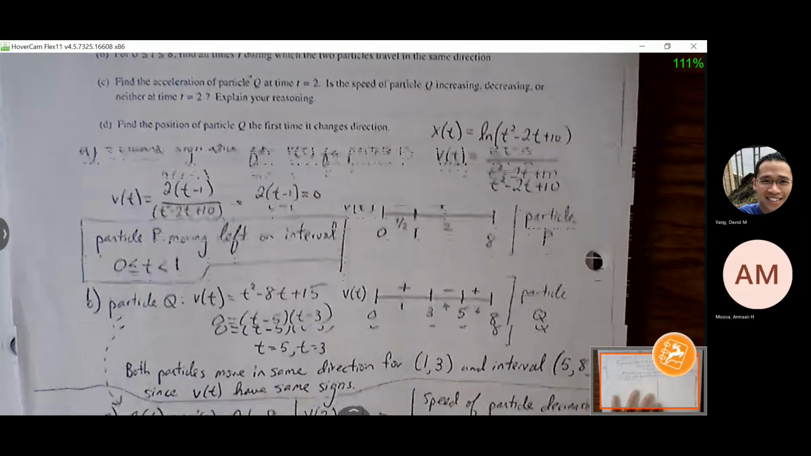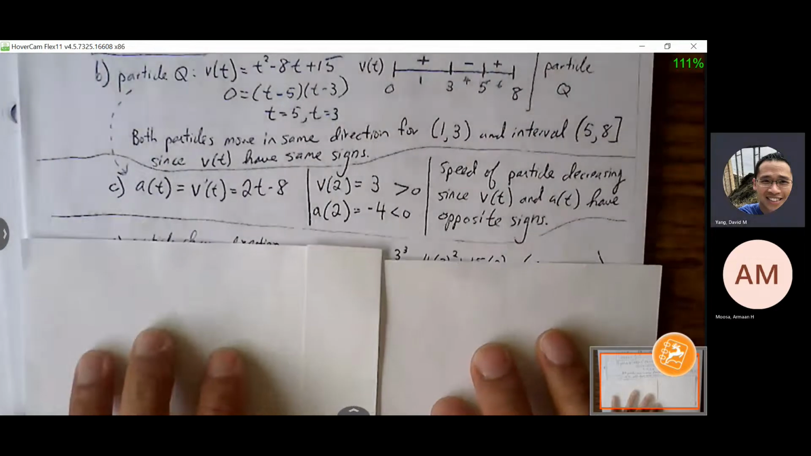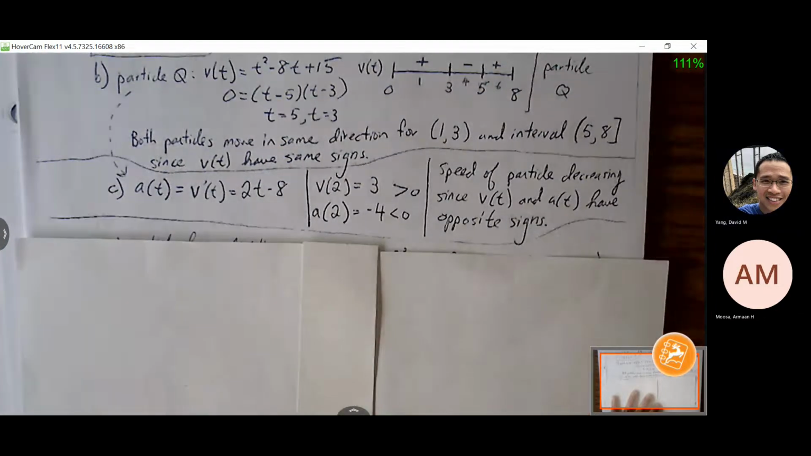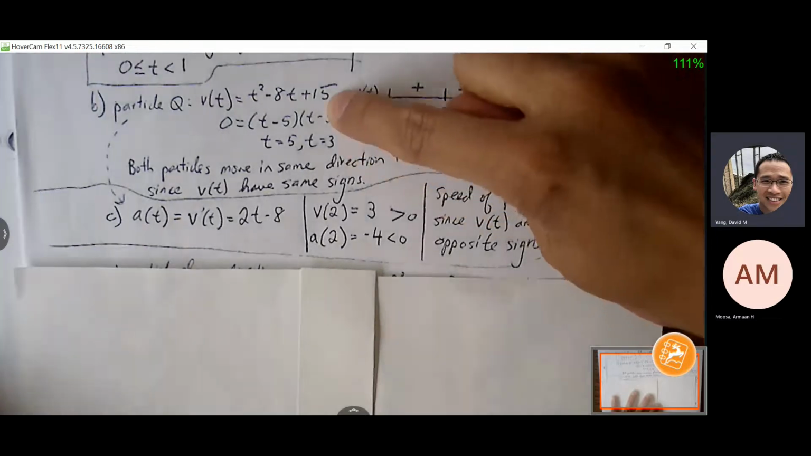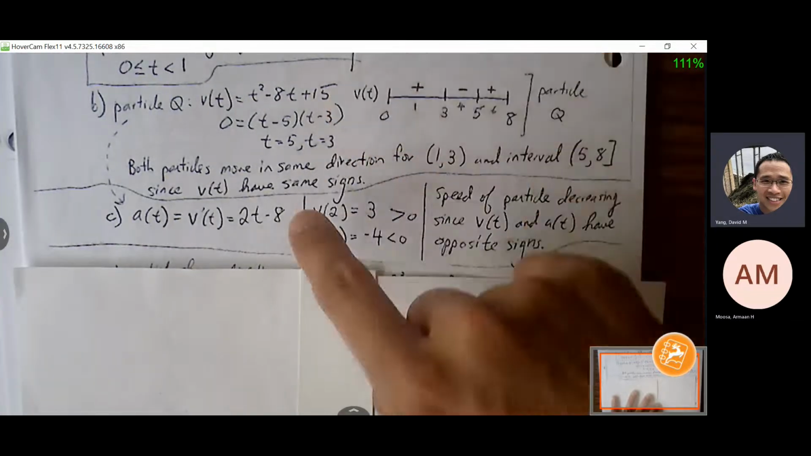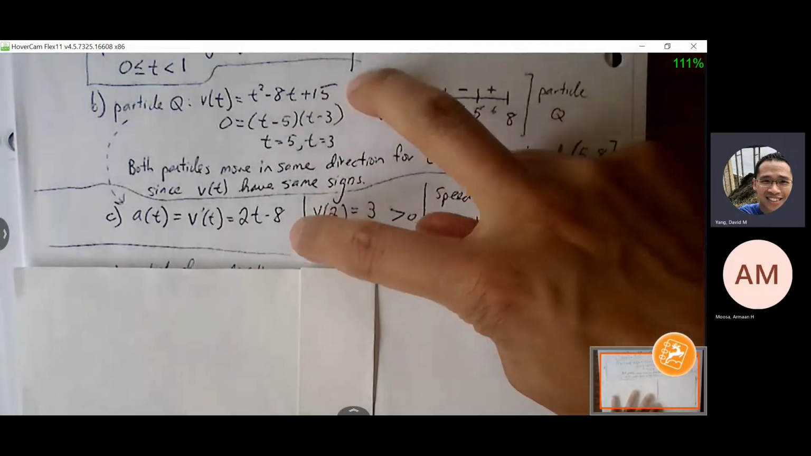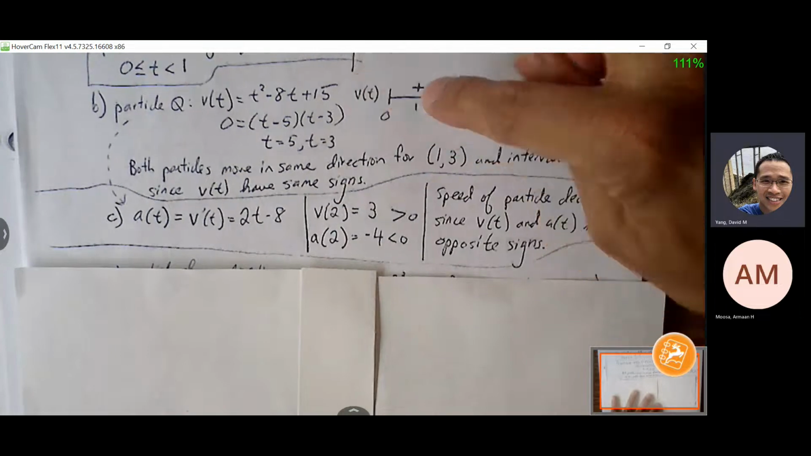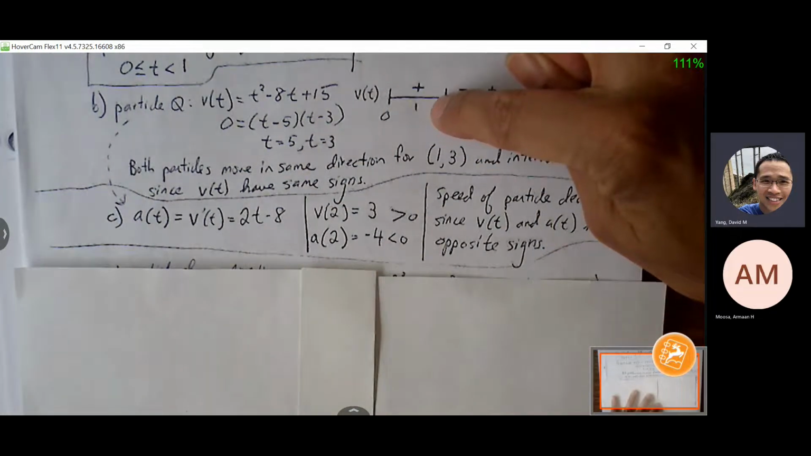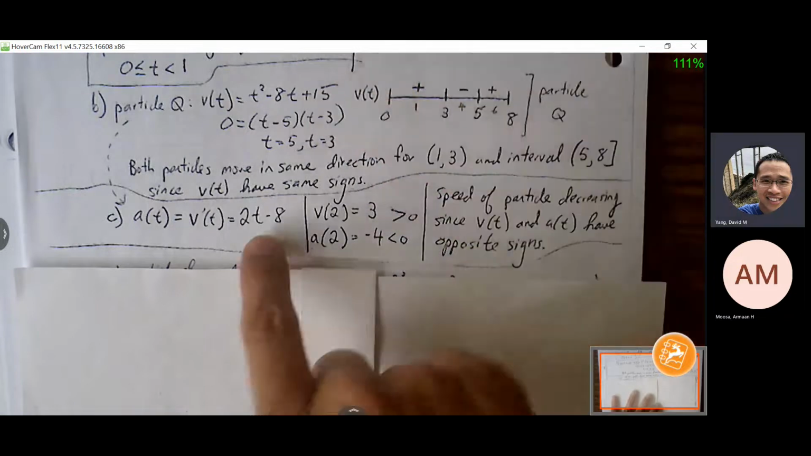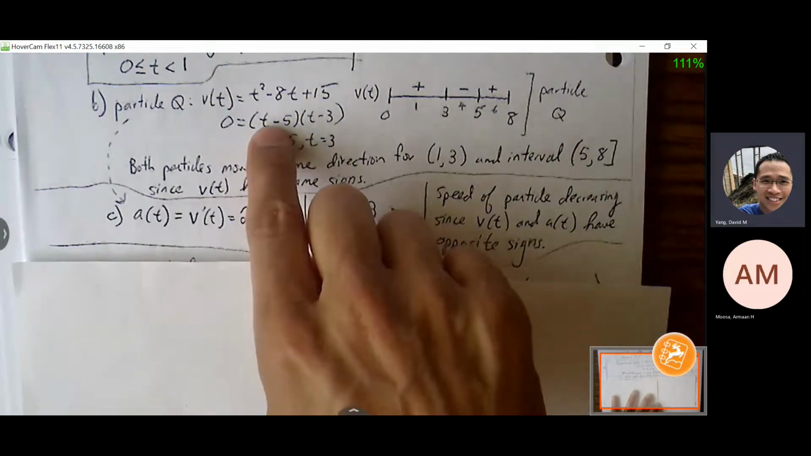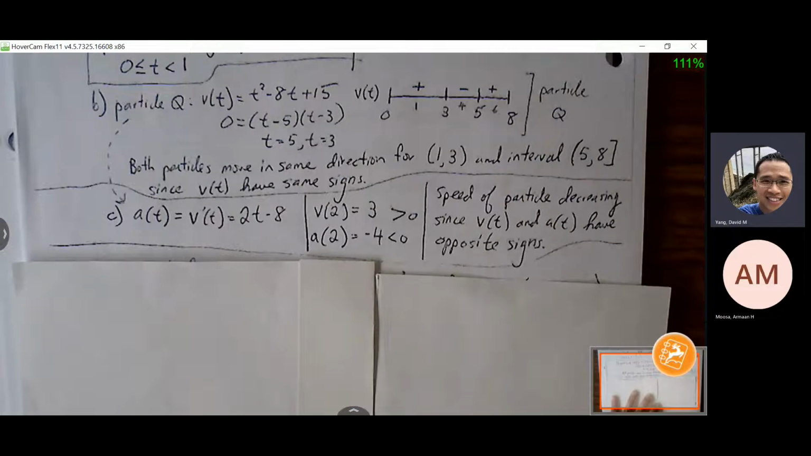So we find the acceleration function for particle Q. The derivative of t squared minus 8t plus 15 is 2t minus 8. So let's find the velocity at 2, and let's find the acceleration at 2. Velocity at 2 is going to be positive 3. We plug 2 in here. 2 minus 5 is negative 3. 2 minus 3 is negative 1. Negative 3 times negative 1 is positive 3.